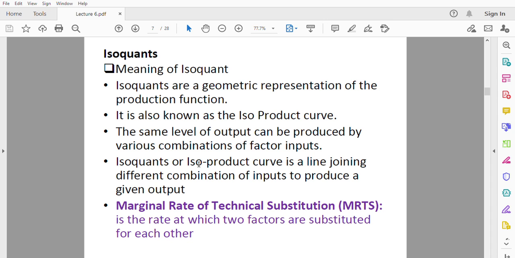In a normal circumstance, if you have to produce the same level of output but with less labor, that means you would have to increase capital. So in that case, you are substituting capital for labor. Sometimes you want to increase your labor, so you have to decrease your capital to produce the same level of output. The rate at which the two factors of production are substituted for each other is what is called the marginal rate of technical substitution.